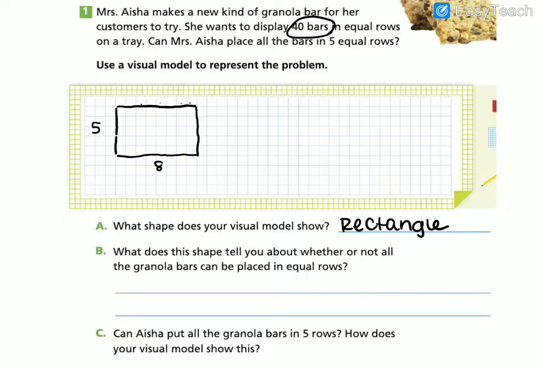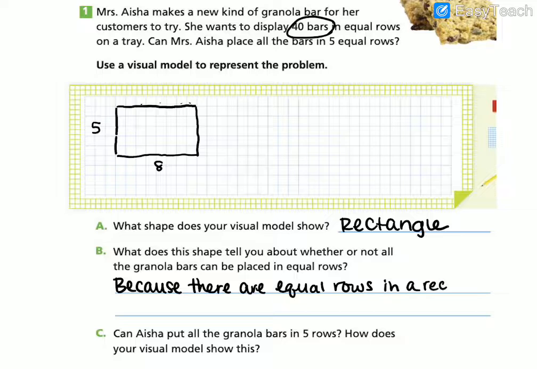Well, what can we tell? Because the rectangle has equal rows, we know she can place the granola bars in equal rows. So we can say because there are equal rows in a rectangle, it shows we can place them in equal rows.